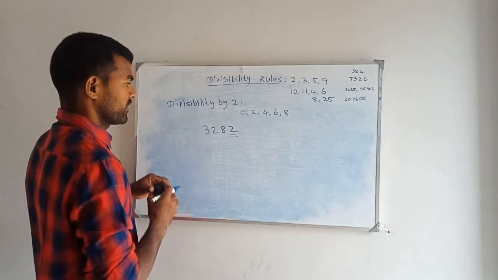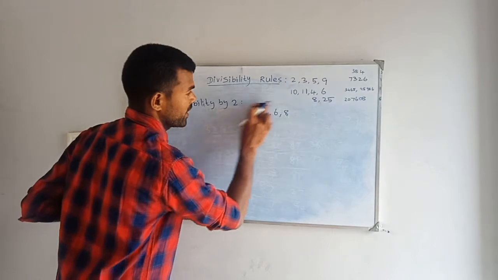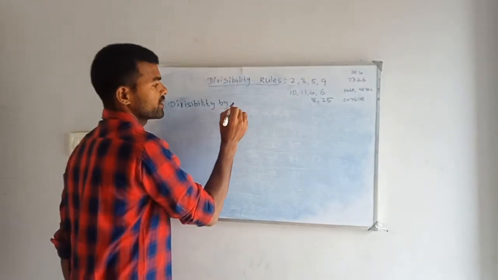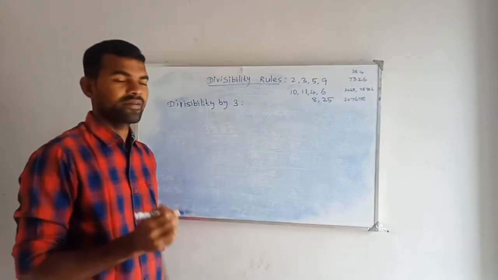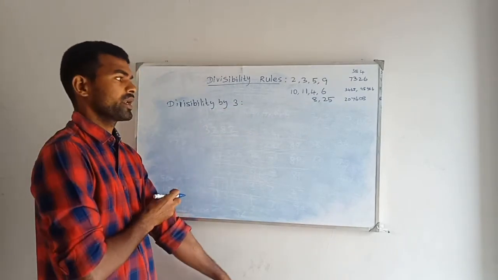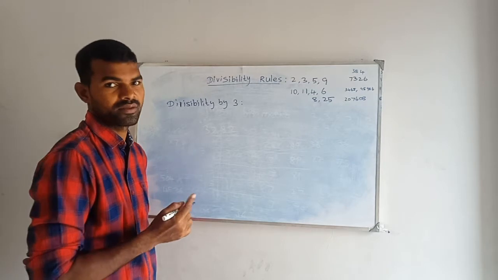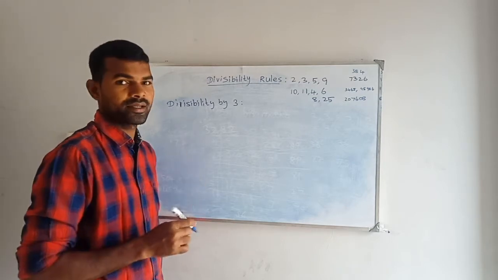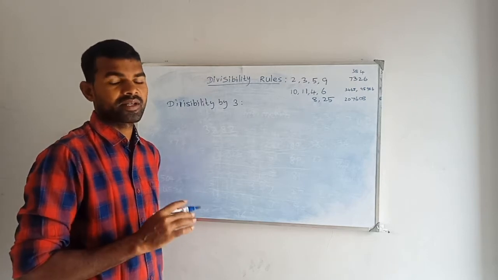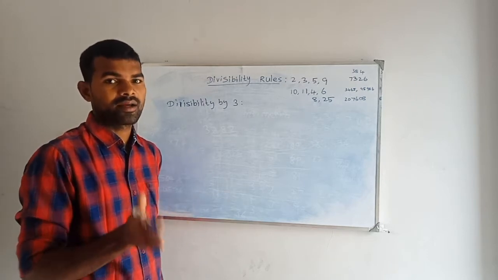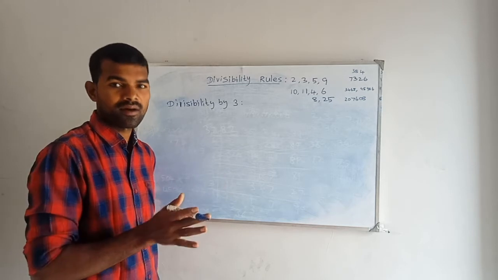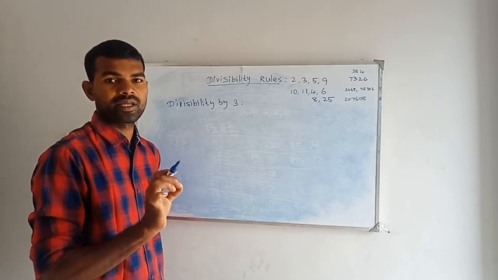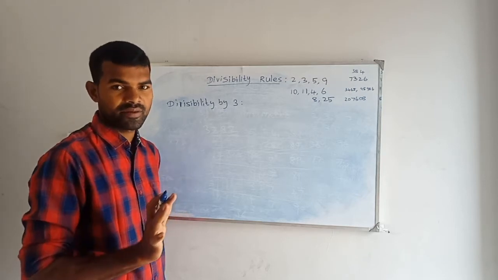Next rule, we are going to see divisibility by 3. How do we check whether a number is divided by 3 or not? The rule is the sum of the digits. Whatever number is given, you have to add all the digits. When you add all the digits, you get a sum. If the sum can be divided by 3, the full number can be divided by 3.